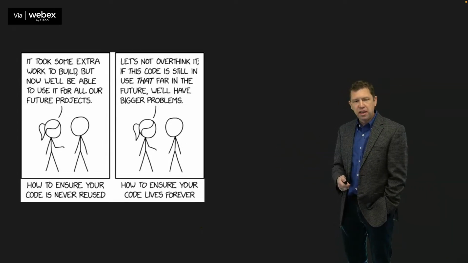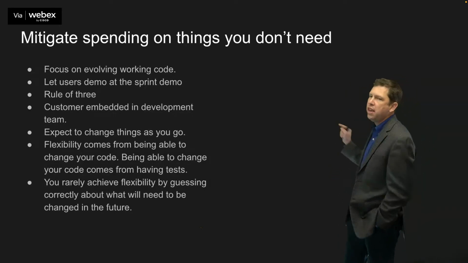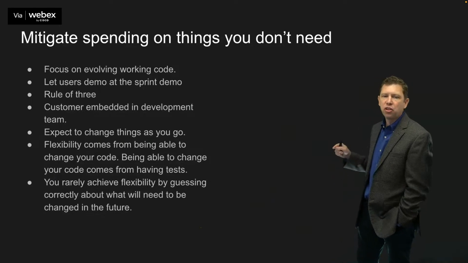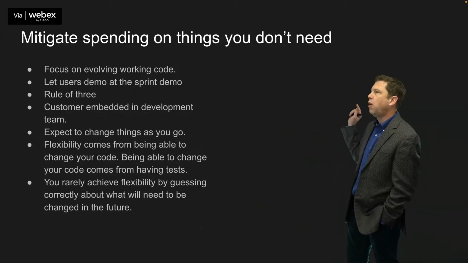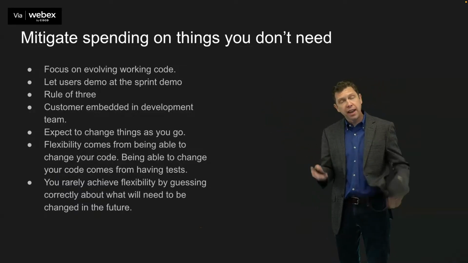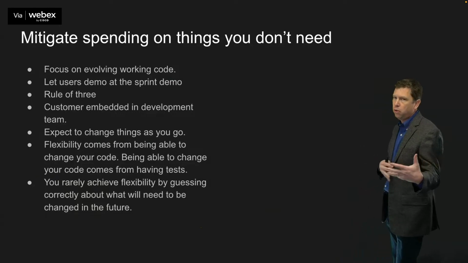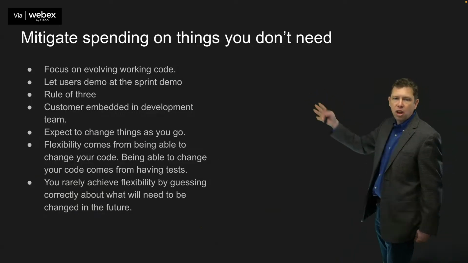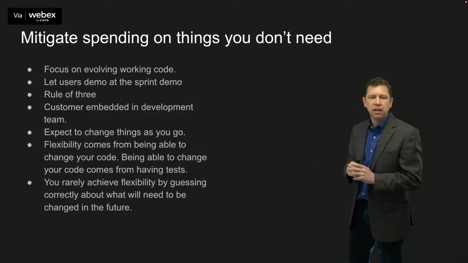And I think one of the key things here is to make sure that we're focusing on how we evolve the software, rather than being so focused on what we're doing today, because that gives us the balance of thinking toward the future without overbuilding things that we don't need today. So focus on evolving working code. These are ways to mitigate spending on things you don't need.